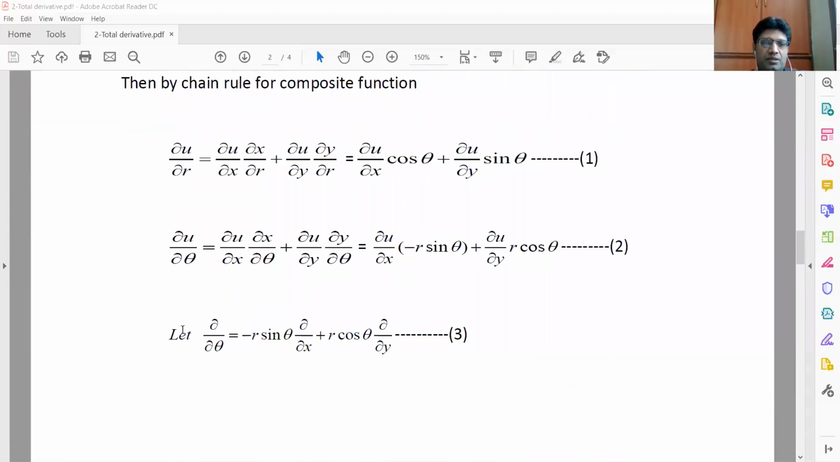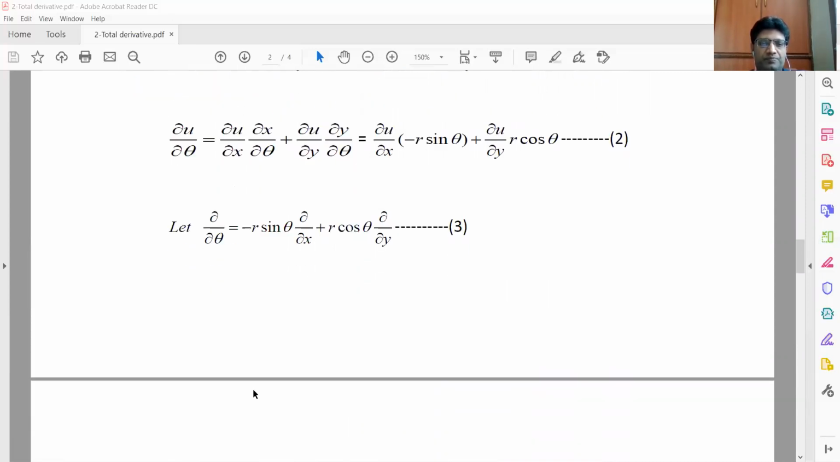So from this, if I want ∂/∂θ, it becomes like this: minus r sin θ ∂/∂x, this u is not in the picture, plus r cos θ ∂/∂y, this u is not in the picture. Suppose if you operate with u on both sides, you are going to get this one only. So this is what ∂/∂θ is.